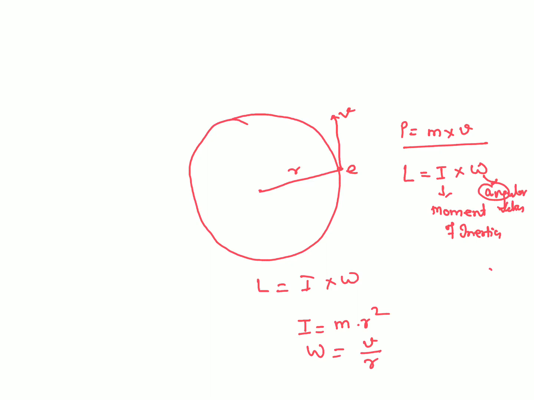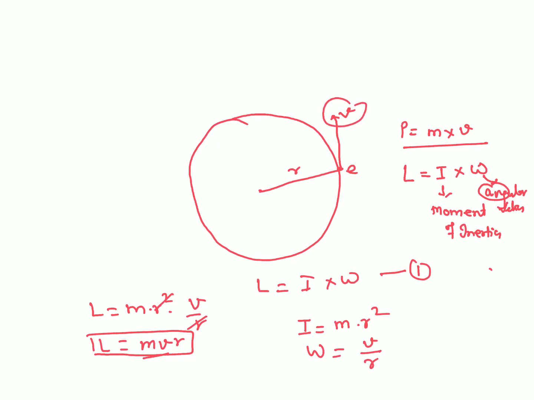So putting the value of I and omega in this equation 1, we will get angular momentum L is equal to m into r square into v by r. One r is cancelled out, so you will get mvr. So my dear students, angular momentum is equal to mvr. So if an electron is moving at a distance of r from the center, having velocity v, and the mass of electron is m, then the angular momentum will be mvr.